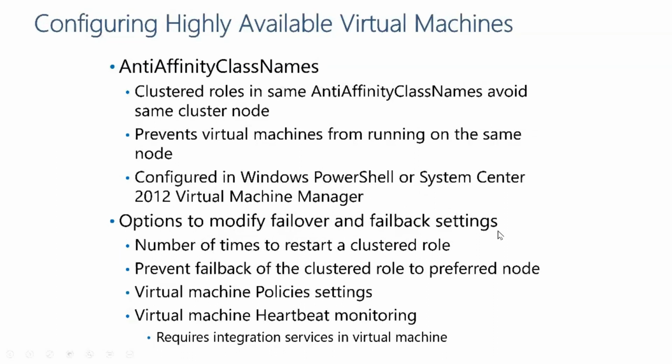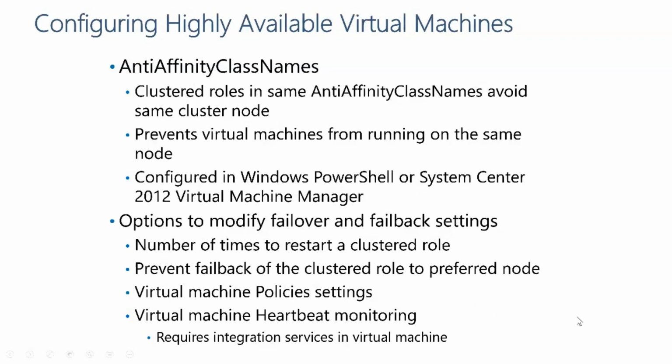So, options to modify failover and failback settings. Number of times to restart a cluster role: we can configure how many times we restart the virtual machine. We can prevent failback of a cluster role to the preferred node. So if it's failed over to another host, what if the original Hyper-V turns on again? If it's a preferred node, it will try to go back there. But we can actually prevent this if we think it's going to cause more of a problem. We can also configure virtual machine policy settings.